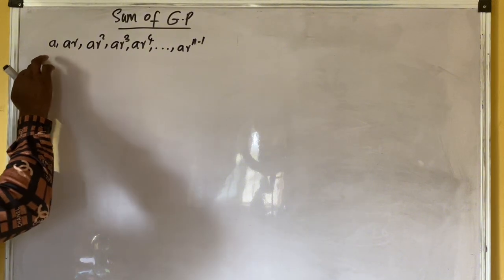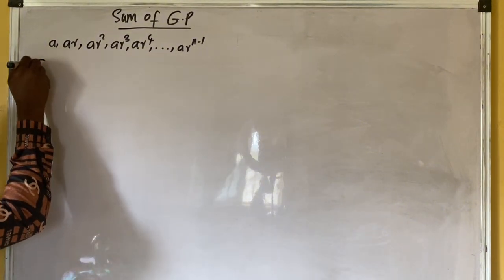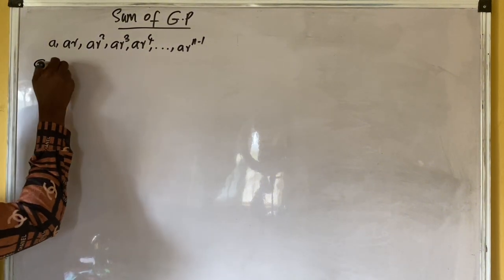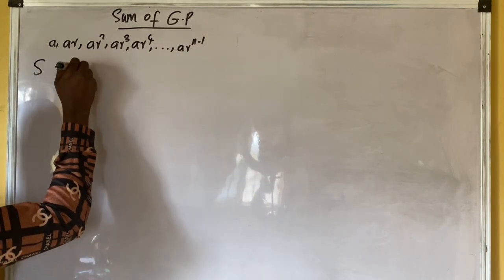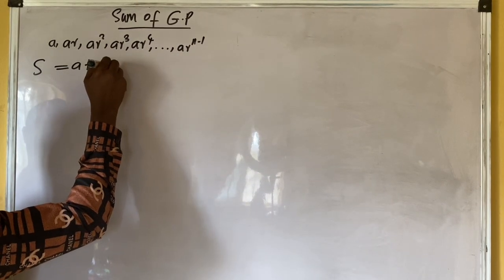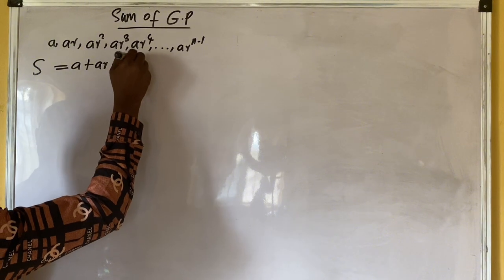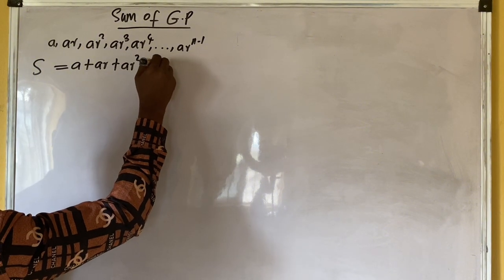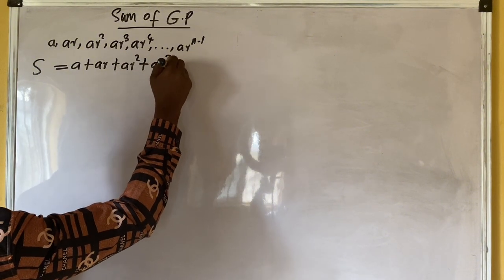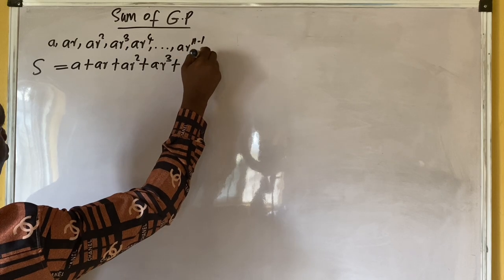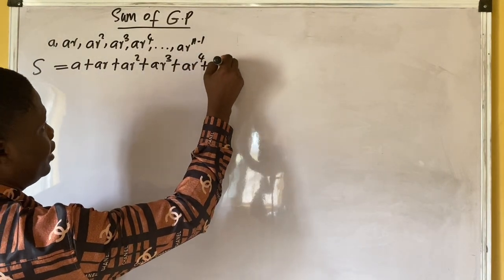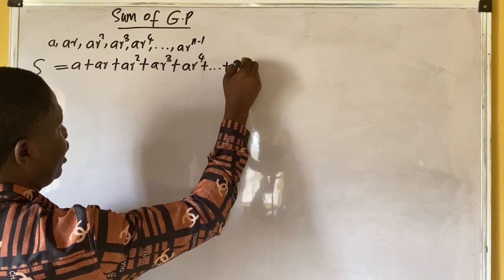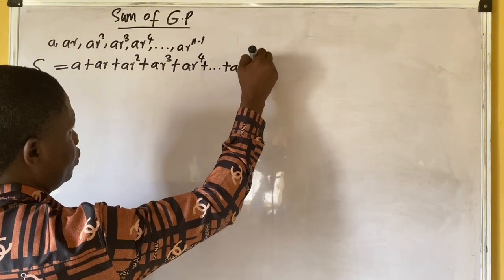The sum of this GP is given as S. Sum is equal to what? We add everything together. So we're going to have A plus AR plus AR raised to the power of 2 plus AR raised to the power of 3 plus AR raised to the power of 4. Then it continues to the nth term, which is AR raised to the power of n minus 1.